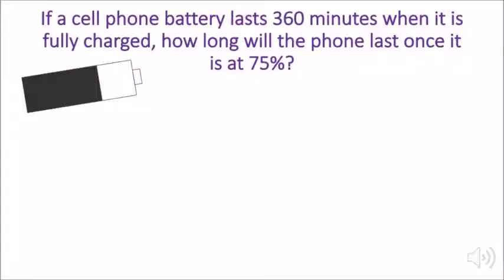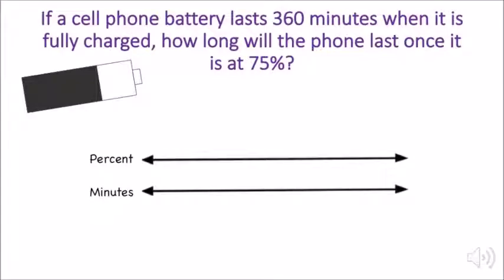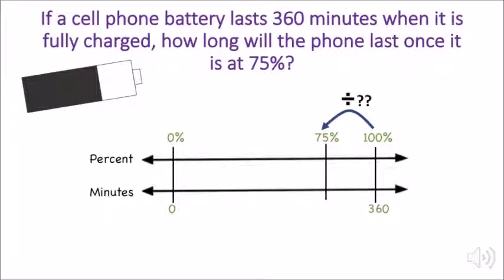If a cell phone battery lasts 360 minutes when it is fully charged, how long will the phone last once it is at 75%? Once our number lines are labeled, we can place 0%, 75%, 100%, and the correlating number of minutes on the number line. If I now look for a multiplication or division pattern, I see that there isn't a whole number I can divide by to get from 100% to 75%.